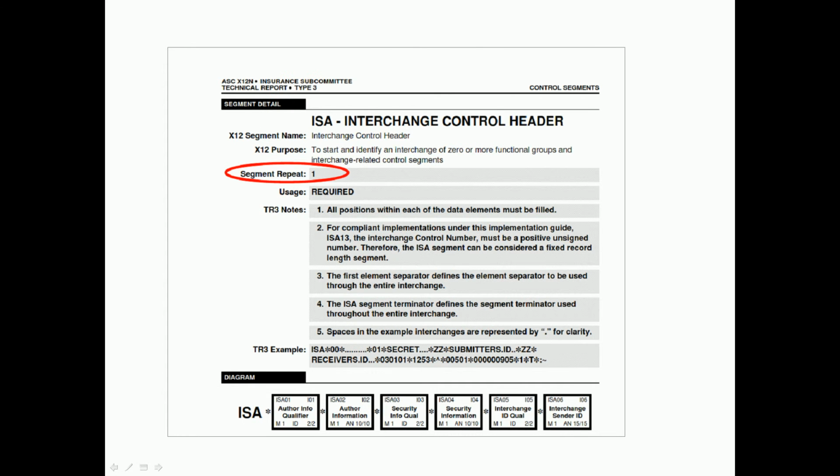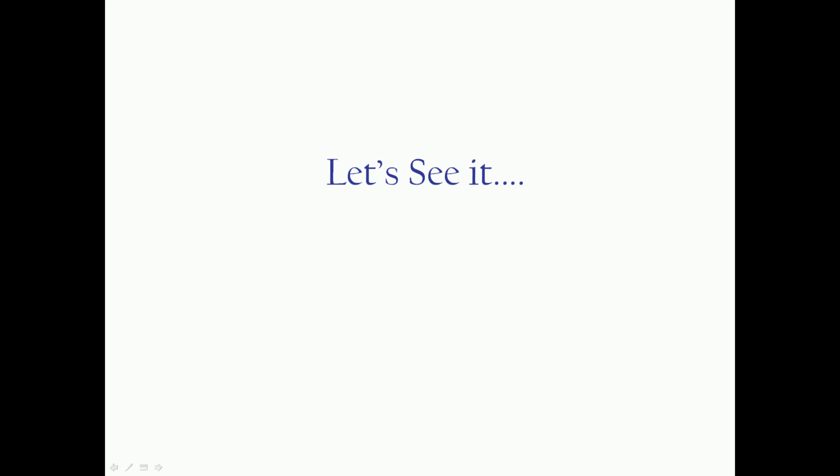And just for the record, here is the technical report for the ISA segments in general, where the segment repeats as 1. Some people interpret that as there's only 1. Some say you can have 2 because the first one plus 1 repeat. So you can determine for yourself whether or not it's quote-unquote legal. We don't care, but we'll show you how it works anyways.